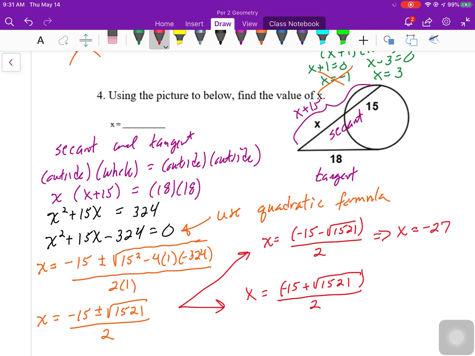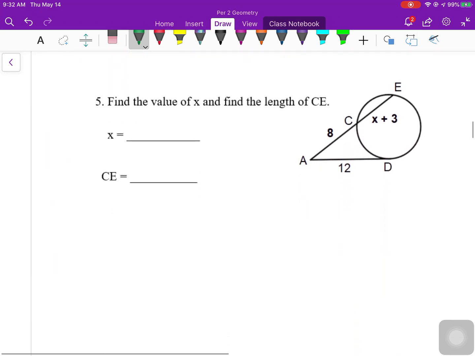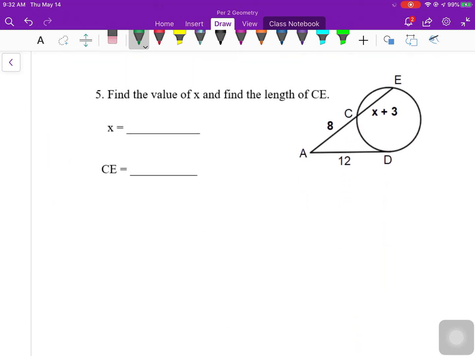So when we work that out, this top one gives me x equals negative 27. When you look at this problem, you can see that actually the negative won't make sense here because we can't have a negative length. When we work out the bottom, you can see that we get x equals 12. So this one would be our only answer. That top one does not apply.